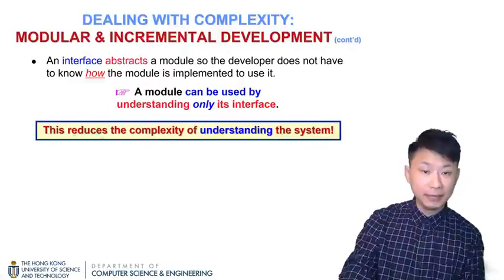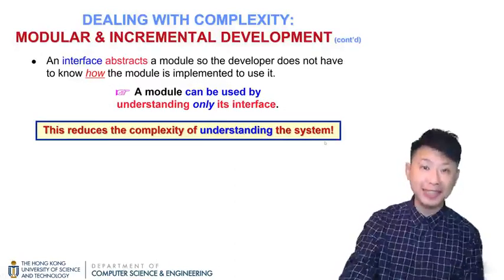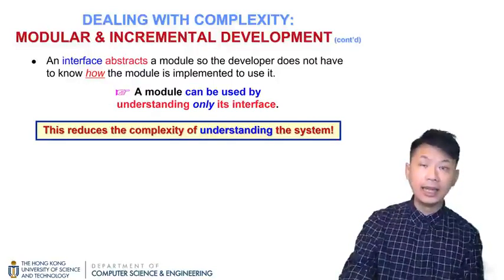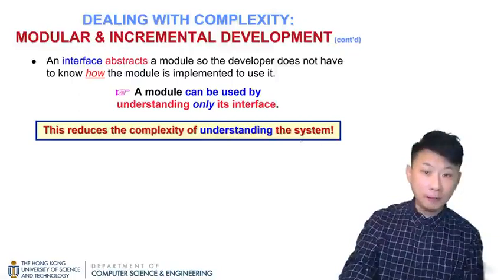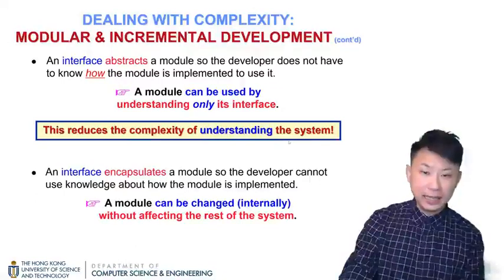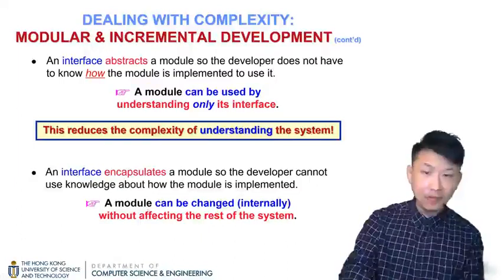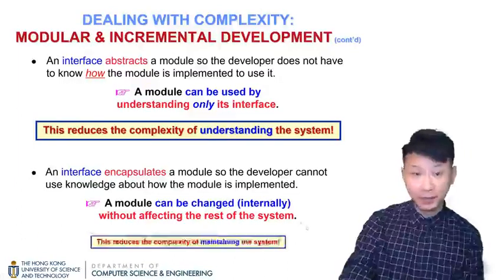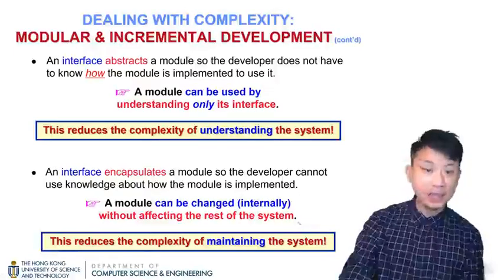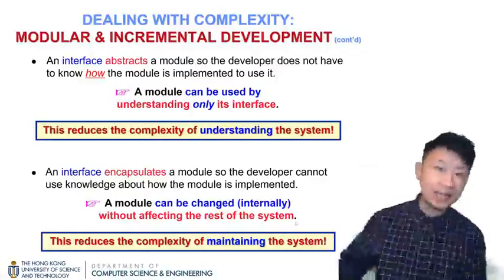So this is going to reduce the complexity of understanding the system because you only have to understand how to use the interface instead of understanding the content. That means the source code and the implementation within the module. So an interface also provides encapsulation. So if you want to change a module, you only have to change that particular module without affecting the rest of the system. And this is going to reduce the complexity of maintaining the system, because when you want to change something, you only have to touch one thing, but not the other things.